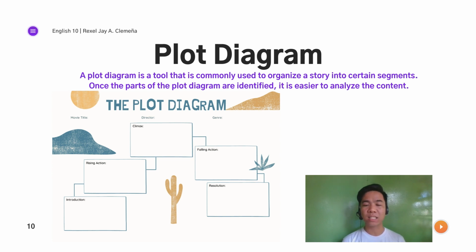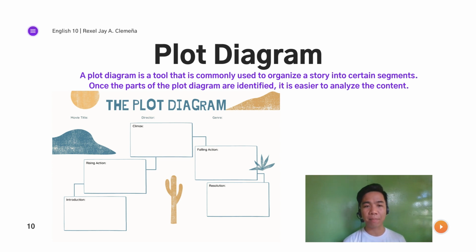The second one is the rising action. The rising action is when the suspense builds and the problem gets worse and becomes more complicated. There are often multiple steps or parts in the rising action.